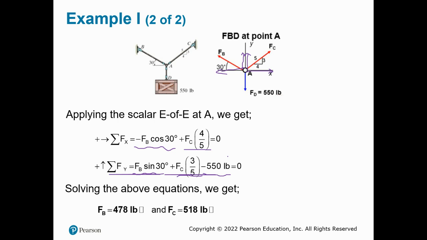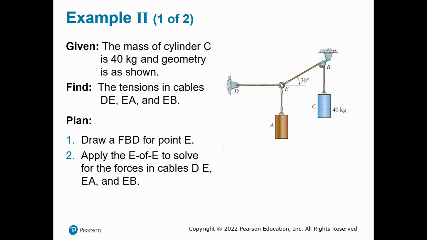Okay, so putting them together, set them equal to zero. Summation, putting all the X together, set that equal to zero. Putting all the Y components together, set that equal to zero. That will give me two equations and two unknowns. We can solve for our values FB and FC.